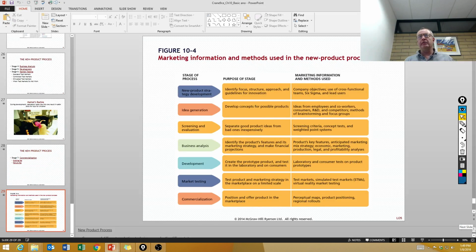Okay, and then just the final slide here, it's just a summary of the 7 steps in the new product development process with different marketing actions, kind of marketing methods that correspond to these 7 steps. So new product development strategy stage, idea generation stage, and different marketing actions that the company can take at each of those 7 stages. Okay, so that's it for chapter 10, and we'll see you back in chapter 11.